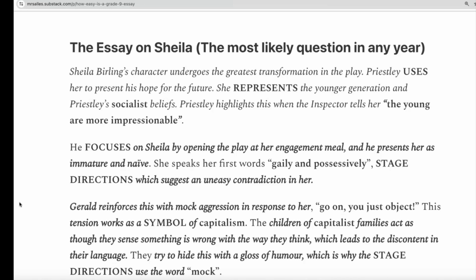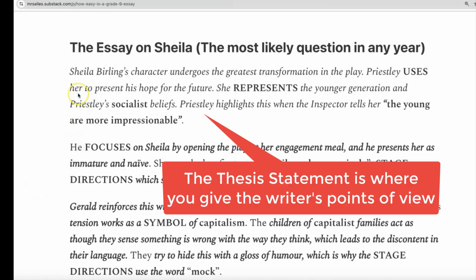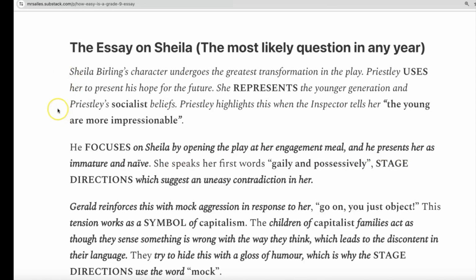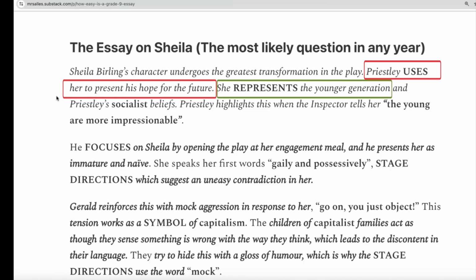Let's see those three things with an essay from An Inspector Calls. Here is the thesis statement. Sheila Birling's character undergoes the greatest transformation in the play. Priestley uses her to present his hope for the future. That's idea number one. She represents the younger generation and Priestley's social beliefs. Priestley highlights this when the inspector tells her the young are more impressionable.